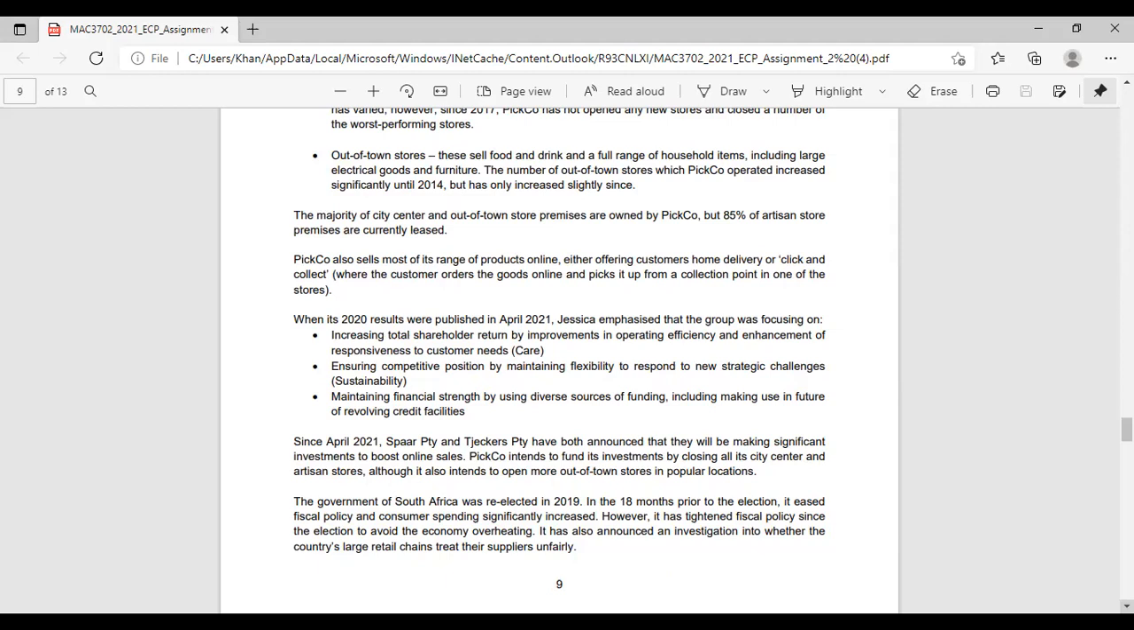The government of South Africa was re-elected in 2019. In the 18 months prior to the election, it eased fiscal policy and consumer spending significantly increased. However, it has tightened fiscal policy since the election to avoid the economy overheating. It has also announced an investigation into whether the country's large retail stores treat their suppliers unfairly.